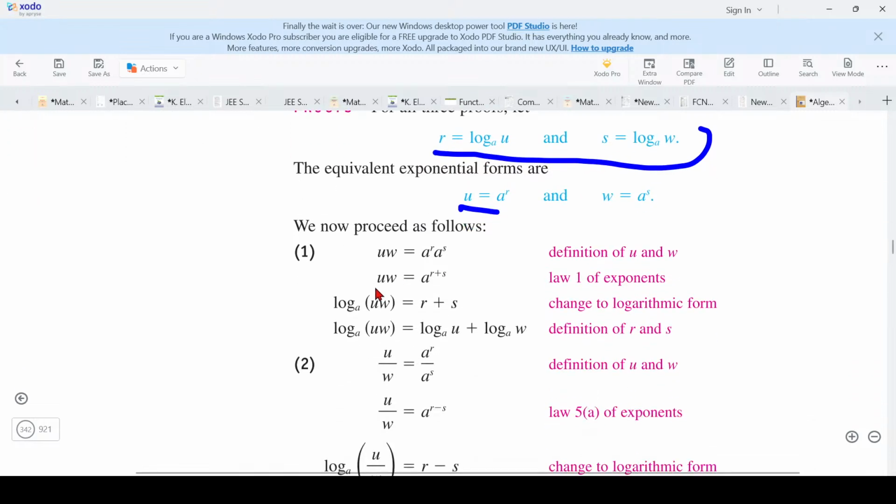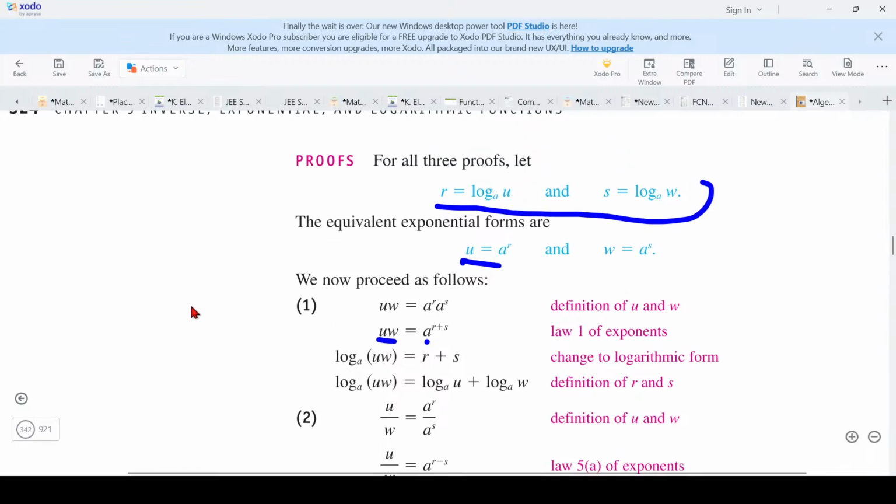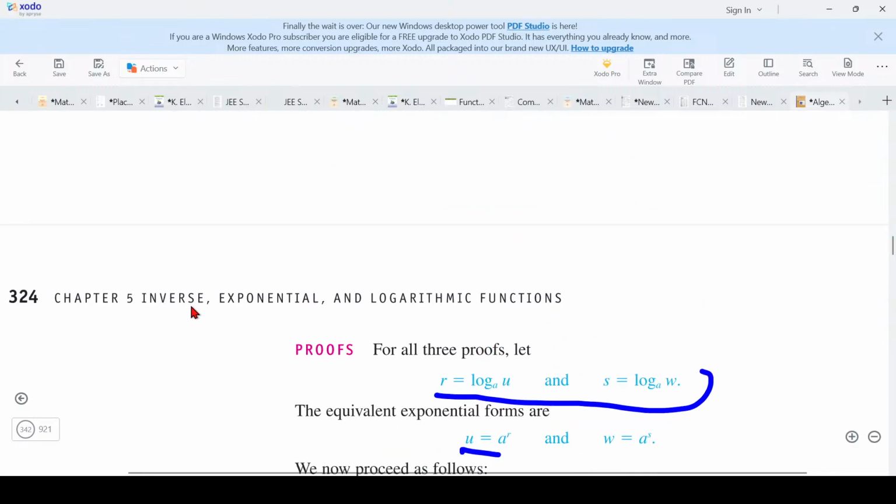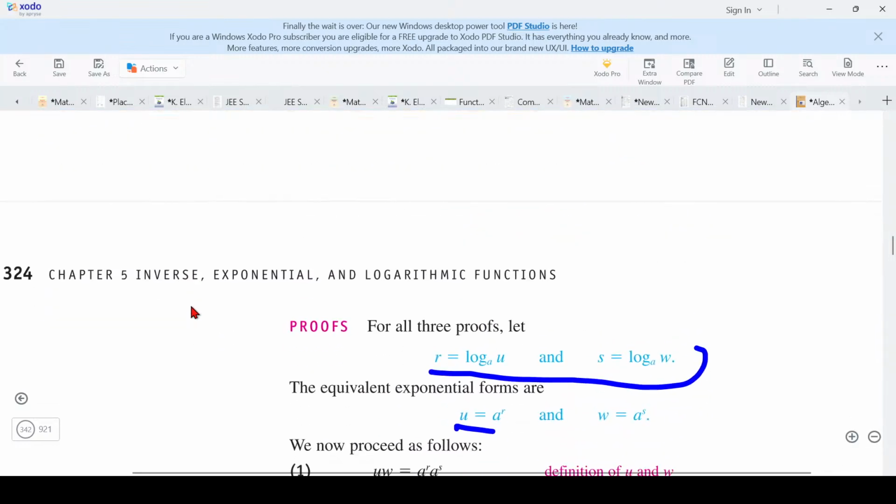Now, what will log uv to the base a be? It should be r plus s, no? Log uv to the base a is r plus s, right? But what is r? r is log u to the base a, right? And what is s? Log v to the base a. Agreed?